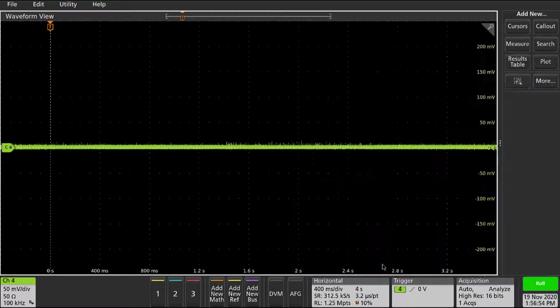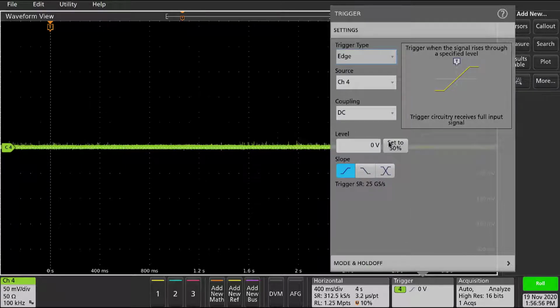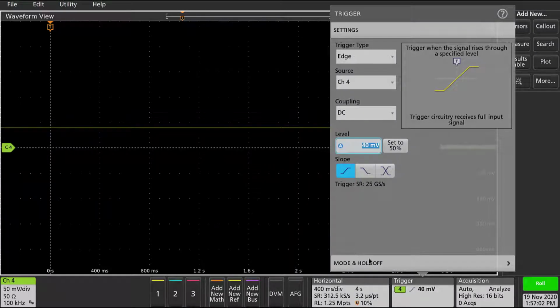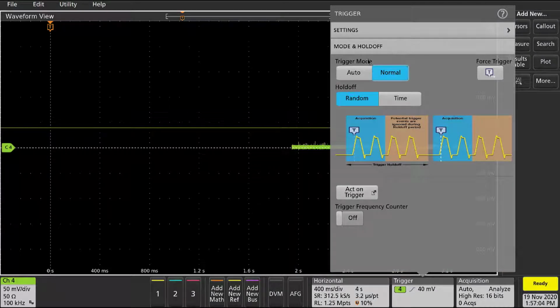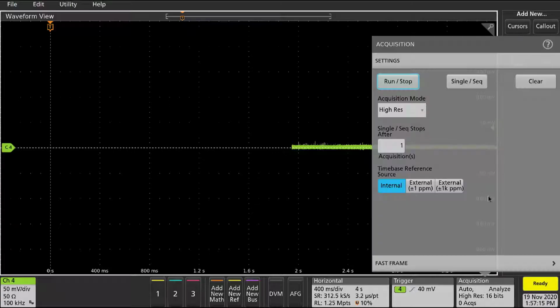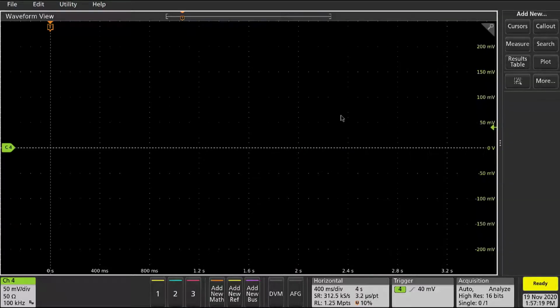And then finally, I'm going to set our trigger settings to something a little bit more meaningful, maybe 40 millivolts up. And I'm also going to set our trigger to normal instead of auto, so that we're acquiring a waveform only when we meet that 40 millivolt threshold. And I'll set my acquisition to a single acquisition so that we're going to capture this pulse once things start transitioning around.